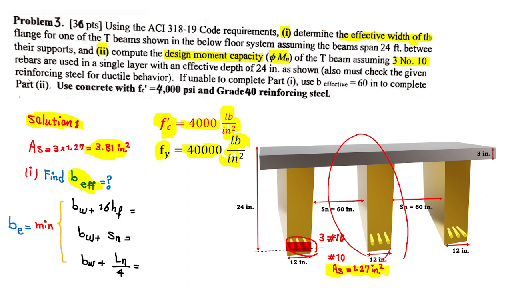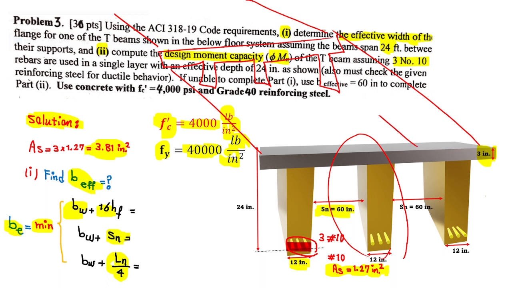So the effective width, bE, is the minimum of bw plus 16 times hf, which is provided, and bw plus Sn, where Sn is 60, and bw plus Ln over 4, where Ln is equal to 24. Ln is like this: if alongside the road we have one other of these sections and it goes on, this is center to center, that's Ln, which is 24 times 12 in terms of inches.